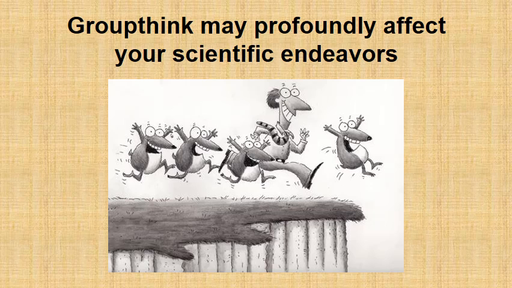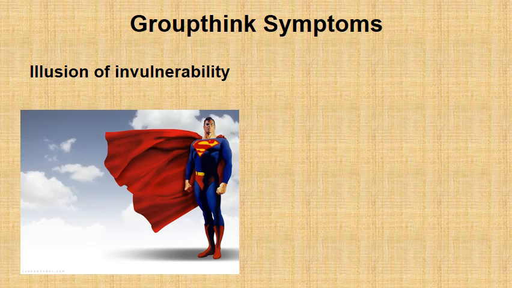So let us look at a few groupthink symptoms which are easy to spot. The first of which is the illusion of invulnerability. This is very important because, of course, self-esteem and self-confidence are important in science or in life in general. But too much self-confidence may actually bring you to a problem.